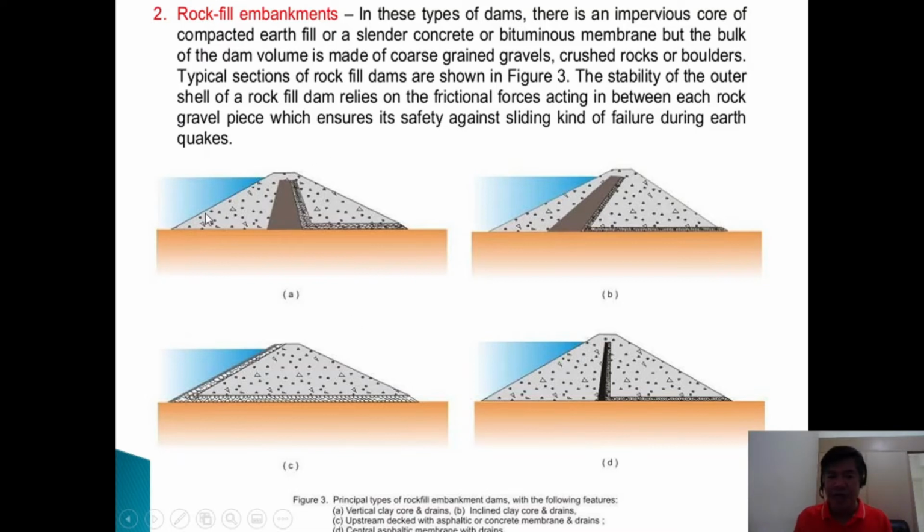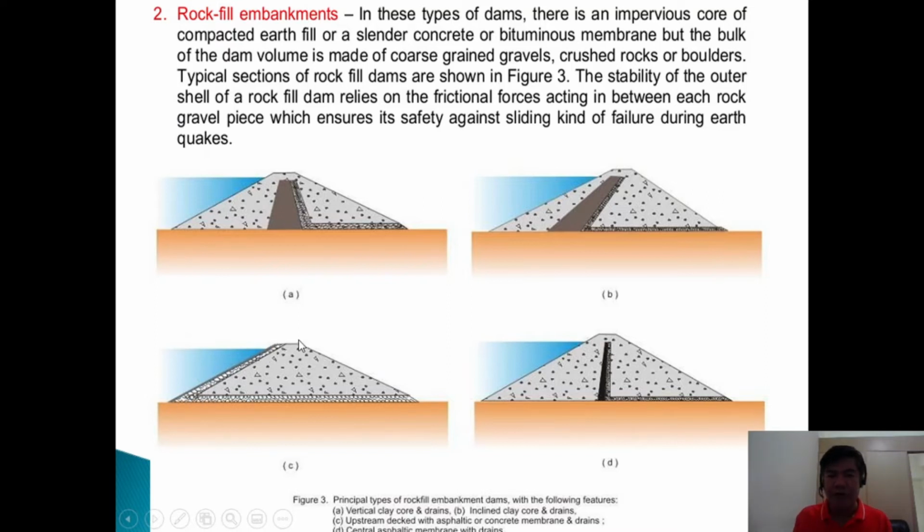So you have there your figure A. It is a vertical clay core and drains. Then you have rock fill, and the core at the center. In letter B, the core is inclined, made of clay, and you have the drains. Then in letter C, lower left, it is an upstream deck with asphaltic or concrete membrane and drains. You have the drains here.